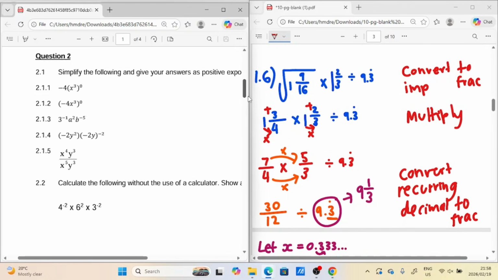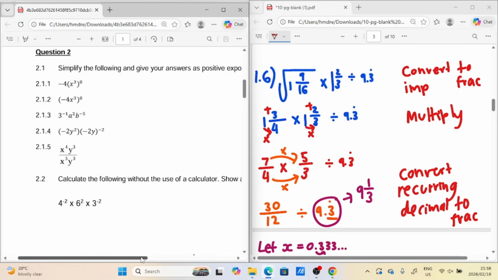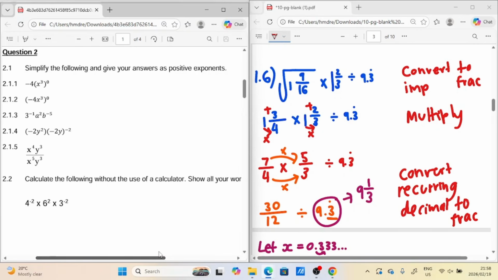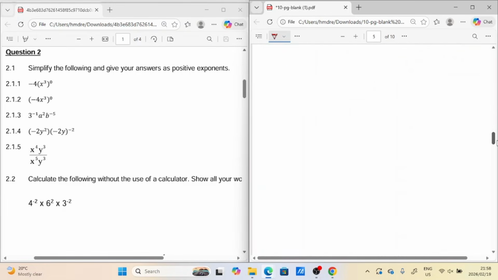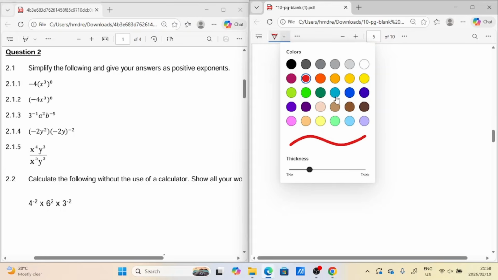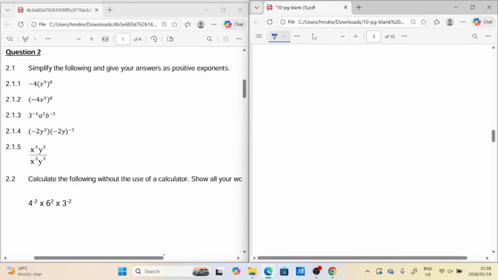Okay, question 2. Simplify the following and give your answers as positive exponents. Okay, so we're getting into all of our exponent laws. These are the laws, you have to know these. They're going to come up again and again. So let's have a look at these ones. Okay, 2.1.1.